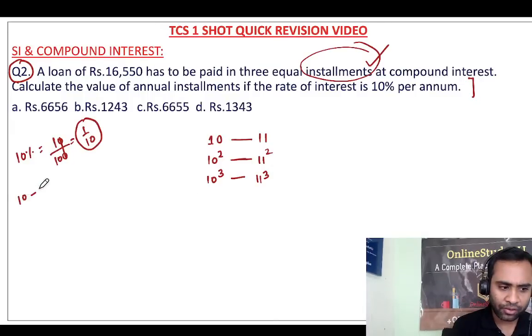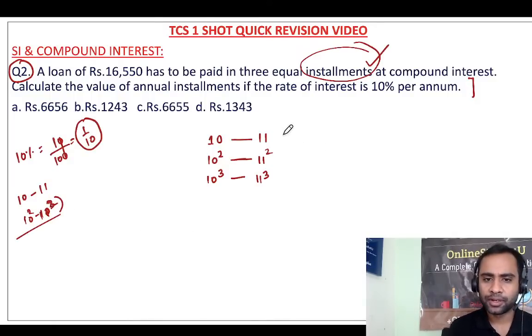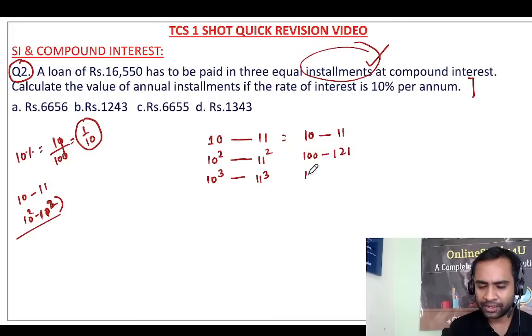If they ask for 2 years, then you go only with the power 2. Now, again write the same thing, 10 to 11. This will be 100 to 121, and this will be 1000 to 1331.